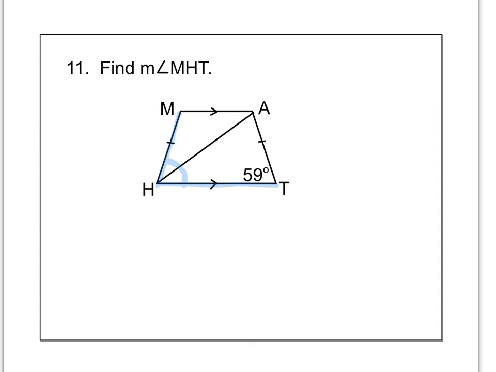One thing I notice is this is a trapezoid. The reason I know it's a trapezoid is it's got one pair of parallel sides, and in addition, it's got one pair of congruent legs, and so it's an isosceles trapezoid. And in an isosceles trapezoid, base angles are congruent. So this would also be 59 degrees. So the measure of angle MHT is 59 degrees.